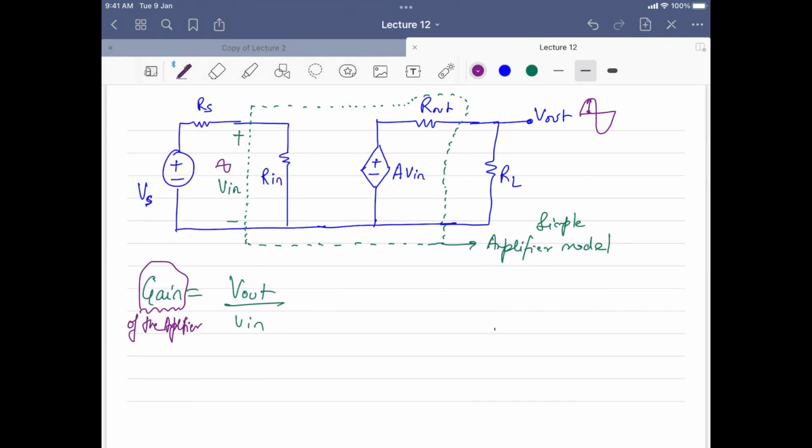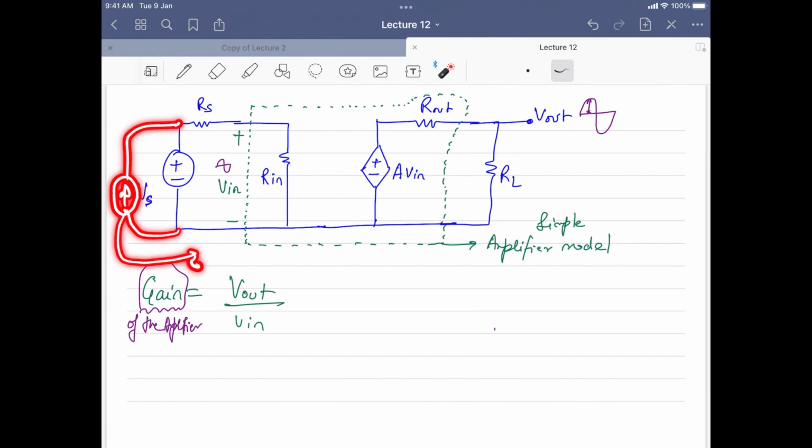Sir, put Rs in parallel and a current source of Vs by Rs. So you will replace it by a Norton equivalent like this, where the value of this current source will be Vs by Rs, and then you will have a parallel resistance Rs here. And then you can find out V out by I in also.